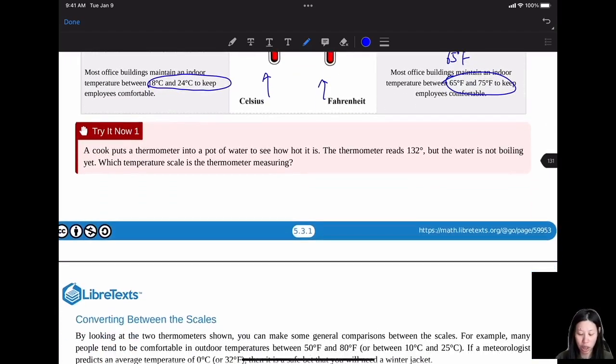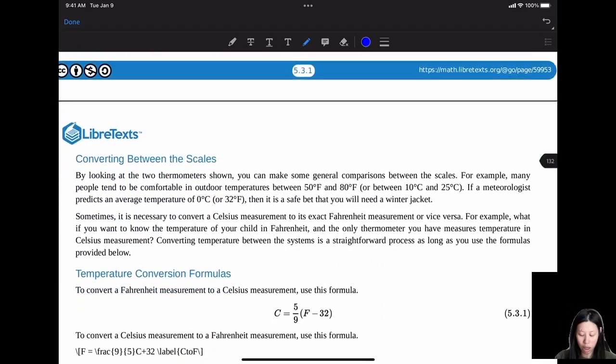So here is a formula. C is the Celsius measurement and F is the Fahrenheit measurement. That means if you know the Fahrenheit, you plug the Fahrenheit measurement into the formula and you will get Celsius. Vice versa, if you know the Celsius, you put the Celsius into the formula, then you will find out the corresponding Fahrenheit.